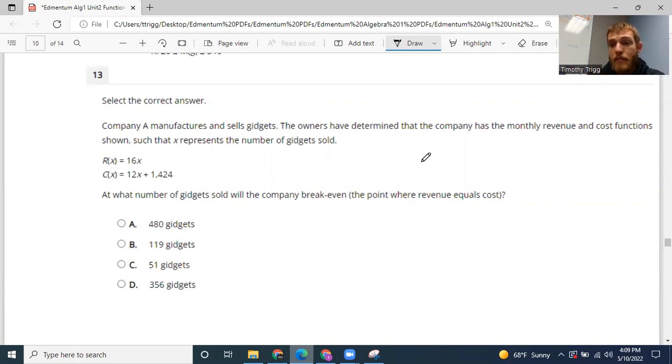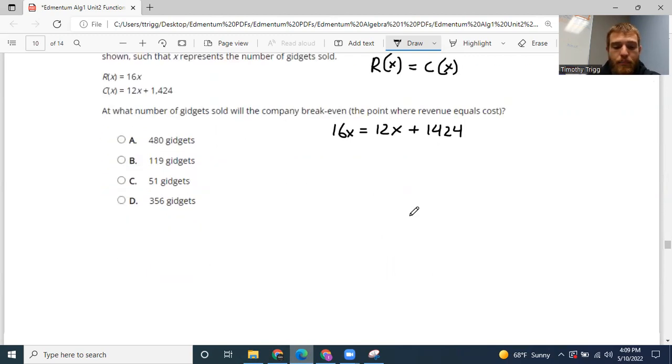Okay, so your break-even point, we talked about this a little bit in the tutorial, but basically the break-even point is when your revenue equation and your cost equation are equal to each other. So we're going to set our two equations equal to each other. So what's that going to look like? Well, 16x equals 12x plus 1424.